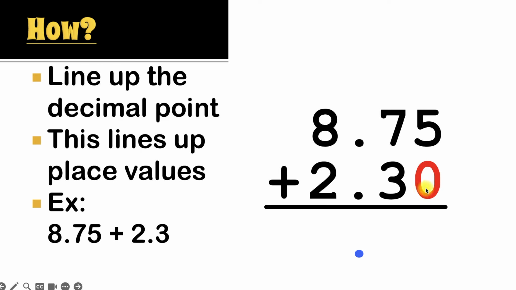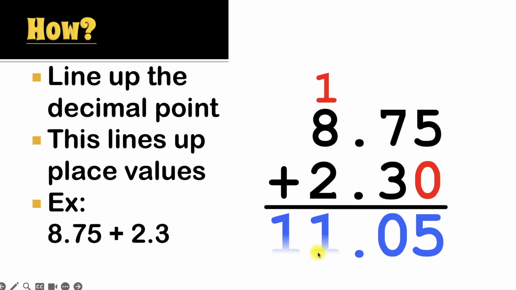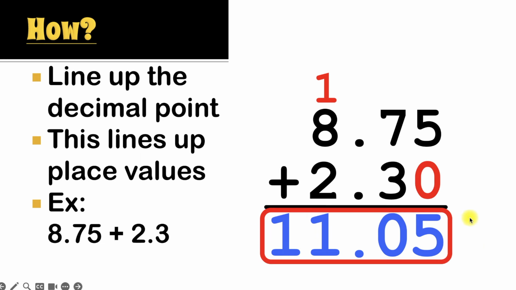5 plus 0 equals 5. 7 plus 3 equals 10. So we'll bring down the 0 and carry the 1. 1 plus 8 equals 9. And 9 plus 2 equals 11. So we'll put that here. And since there's no other columns, we're done. And our sum is 11.05. Although the proper way to read this is 11 and 5 hundredths.